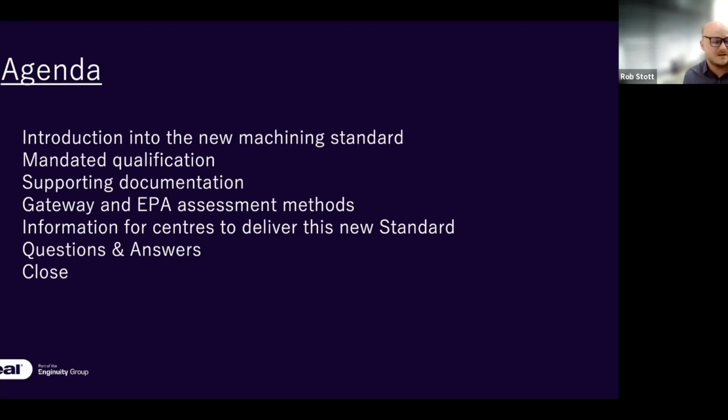Gateway, actually looking at what gateway means, and the EPA assessment method. So for this particular standard, we'll be looking at information for centres to deliver this new standard. If you're an existing centre with us at EAL, if you're a brand new centre to us, or you're just looking at endpoint assessment, Jason will talk you through that at the end of the presentation, how you can get involved with us in these on-program qualifications and this endpoint assessment. And as mentioned already, there will be time at the end for any question and answers that you have, so please do put those in the chat if we don't cover them.